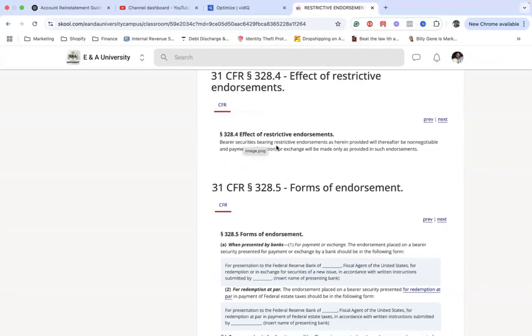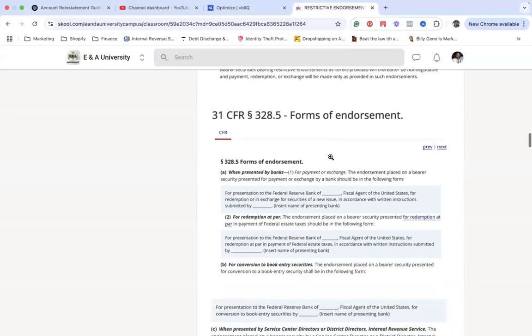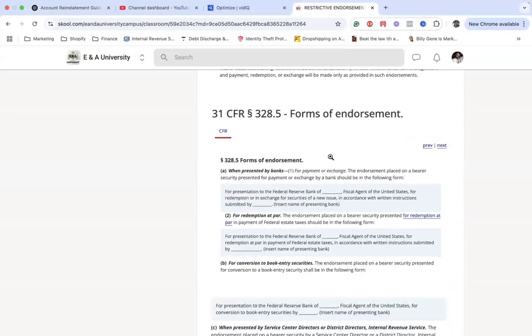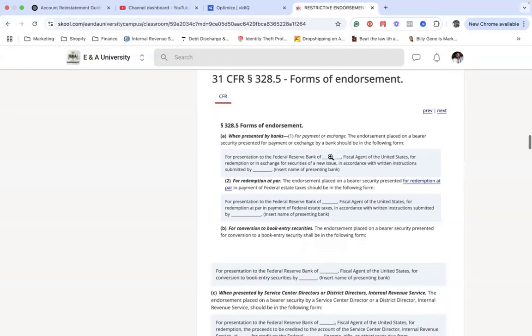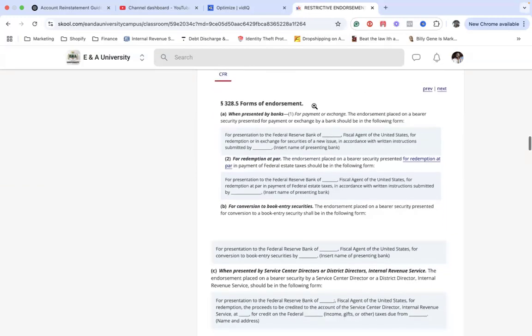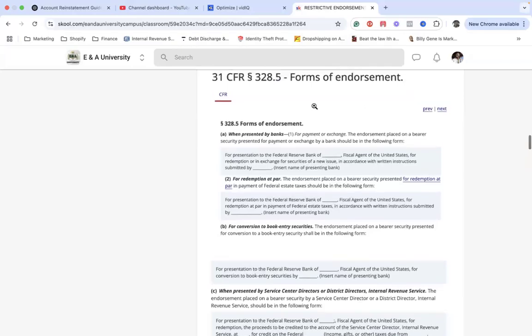Bearer securities bearing restrictive endorsements as herein provided will thereafter be non-negotiable, and payment, redemption or exchange will be made only as provided in such endorsements. So it can't change. Once it's endorsed with a restrictive endorsement, there's no wiggle room. It's not blank. The companies can't run around it, and that's what they have to accept, as long as it meets the standards they're telling us right here. As you look at these forms of endorsements, this is in the law, guys. These stamps, I'm not just coming up with out of thin air.